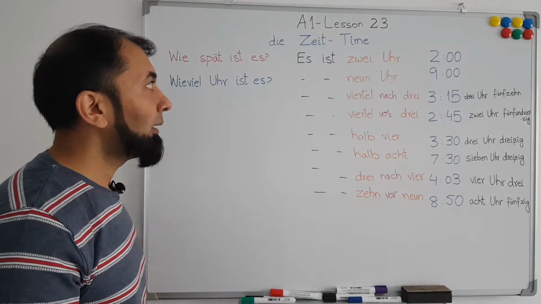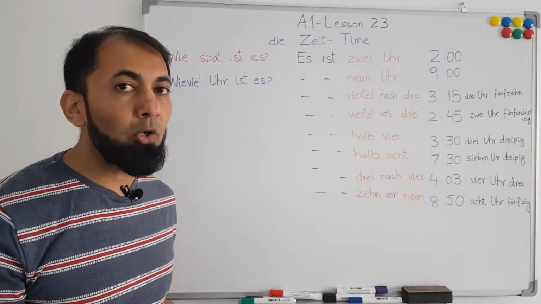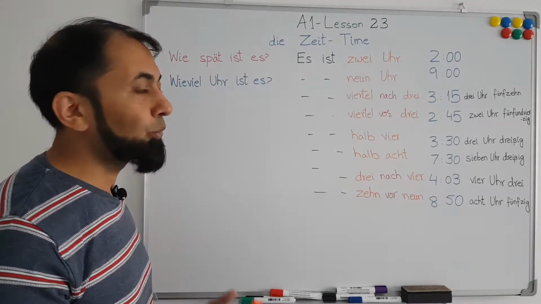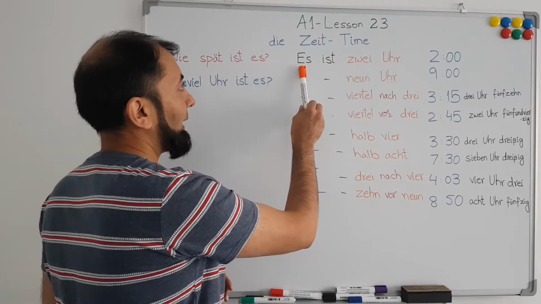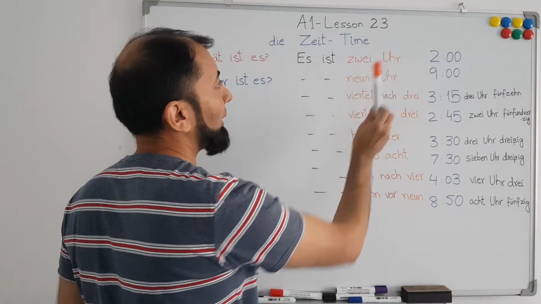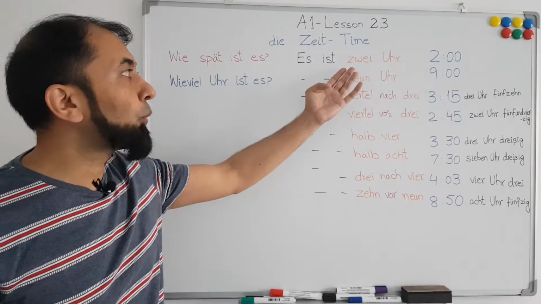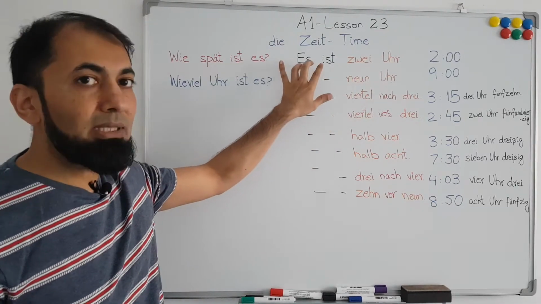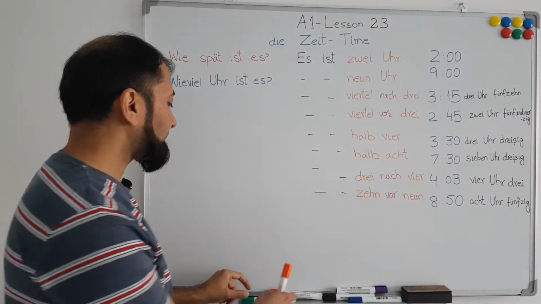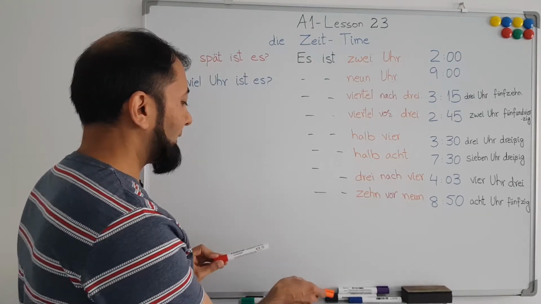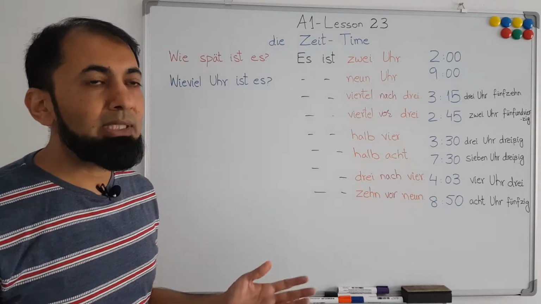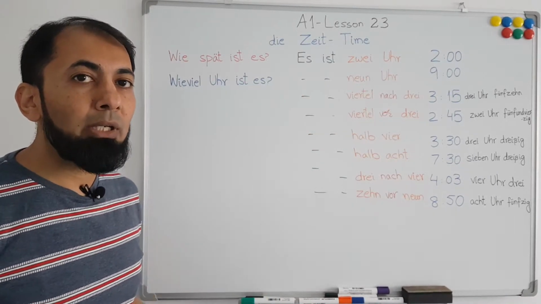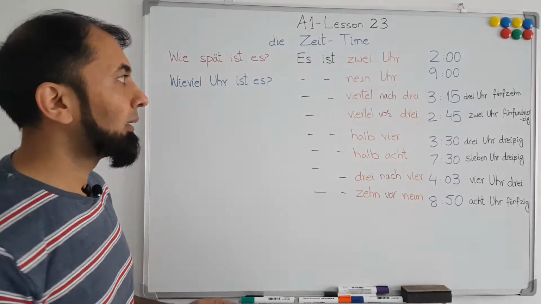Now let's suppose that it's 2 o'clock and you have to tell the time. How can you tell that it's 2 o'clock? You can say: Es ist zwei Uhr. Zwei in German language is called 2. So the answer will always start with es ist. If the time is 9 o'clock, then you will simply say: Es ist neun Uhr. If it's 12 o'clock: Es ist zwölf Uhr.